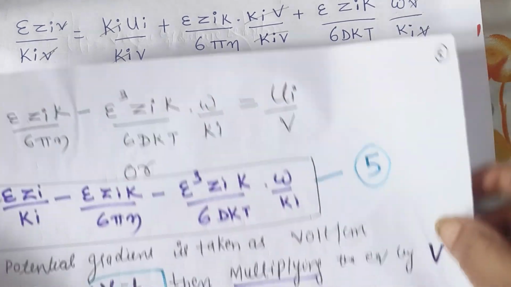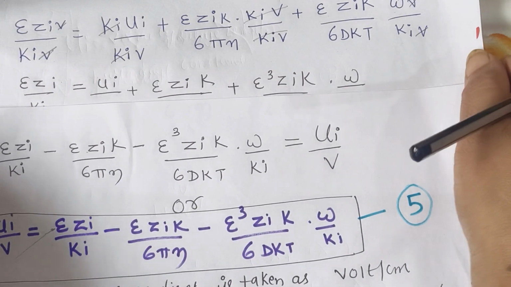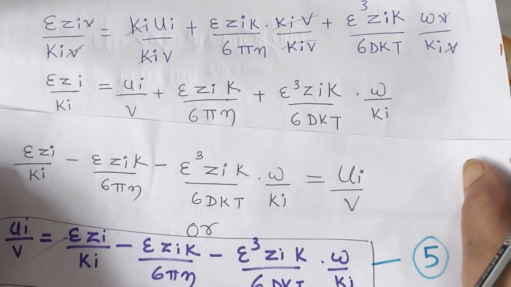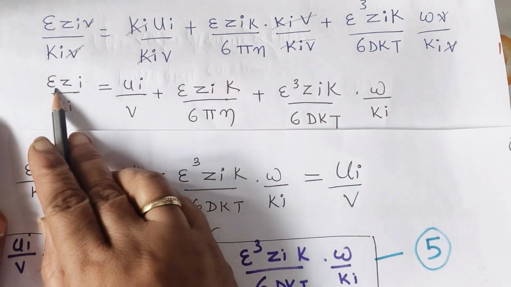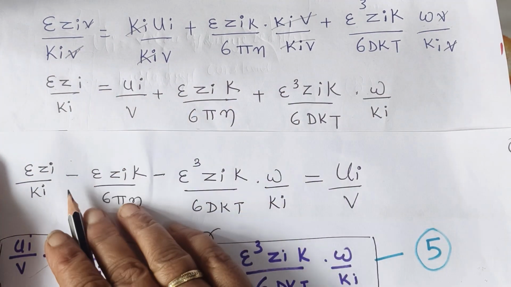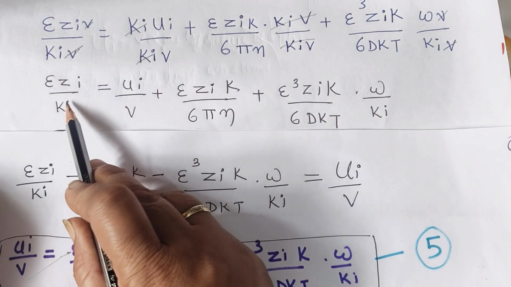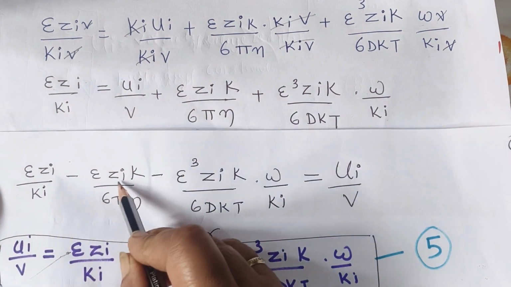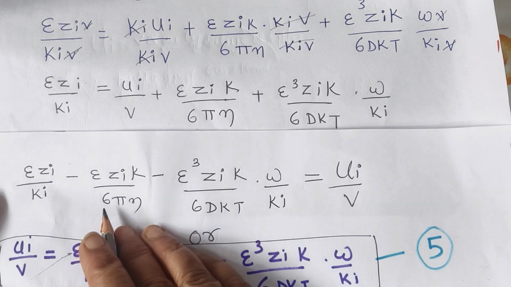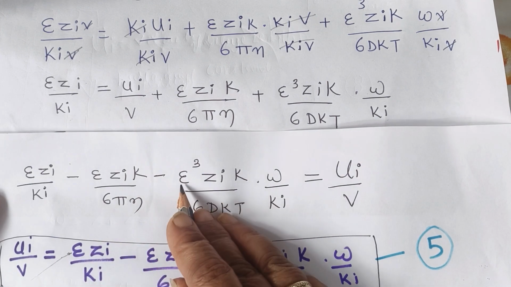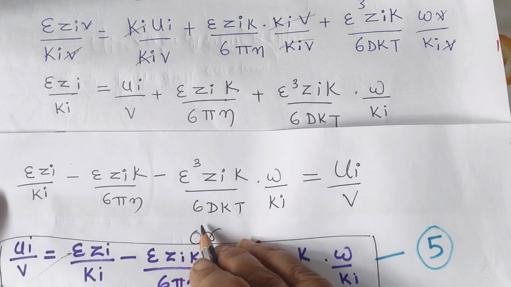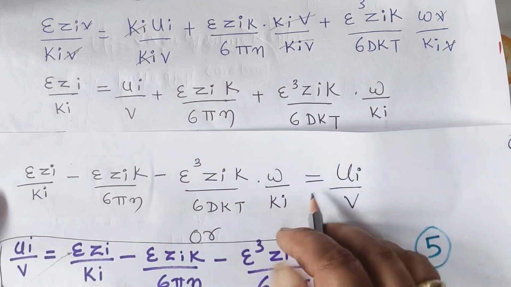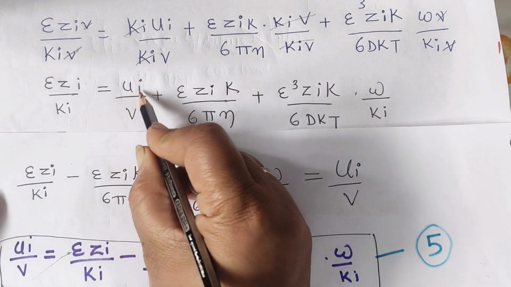Okay, so next, we will take all the terms of our epsilon zi terms on the right-hand side and shift them towards the left-hand side. So it will be epsilon zi by ki, this term is plus, so it will be minus epsilon zik by 6 pi eta minus epsilon cube zik by 6 dkt into w by ki. You can say it as epsilon also or e. So equals to what is left here, ui v.